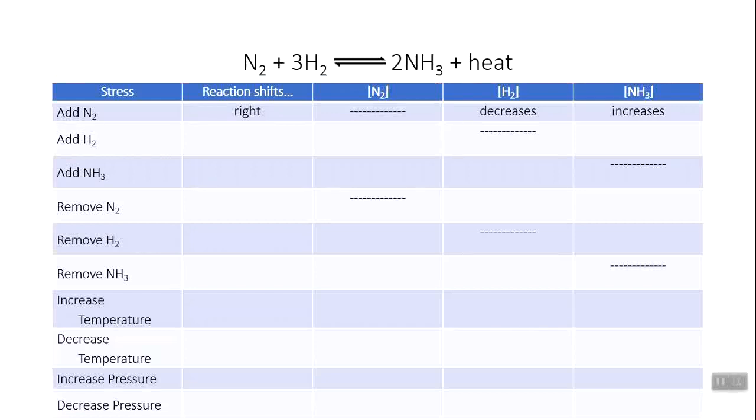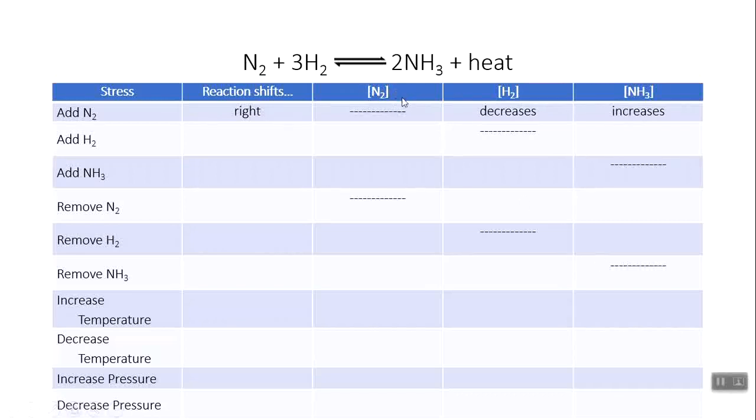Now let's take a look at an example. We're going to look at the reversible reaction, nitrogen and hydrogen forming ammonia. This is an exothermic reaction, and I know that because heat is part of the product. And we're going to predict which way the reaction will shift when we put a stress onto this reaction. And then we're going to predict what will happen to the concentration of each of these substances.